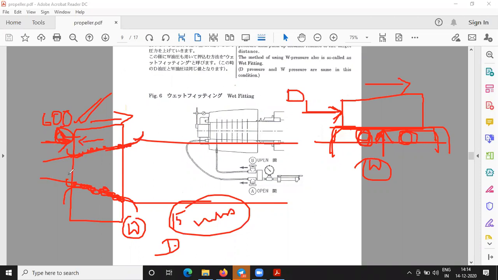Okay, sir. Sir, after applying wet pressure, we close the valve B. Then you close the valve D and increase the dry pressure, sir.